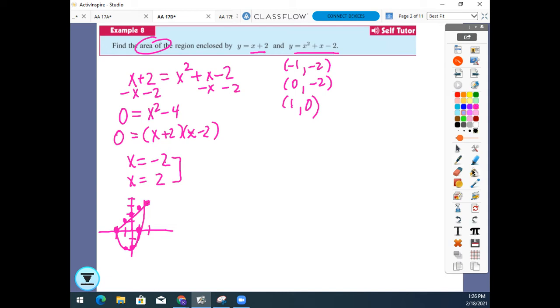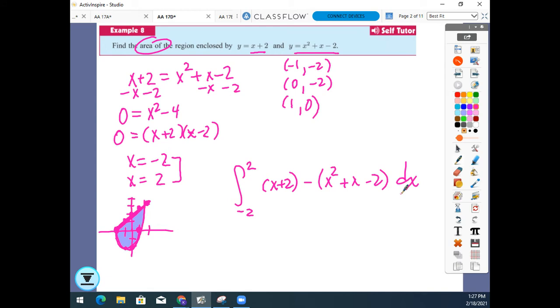So the important thing for the sketch is to figure out which equation is on top. So the line is on top of the quadratic. So what we're going to do is integrate from -2. You're always doing the x-axis for your order of integration. My top curve is x plus 2. Use parentheses because now we're going to subtract the bottom curve, x squared plus x minus 2.